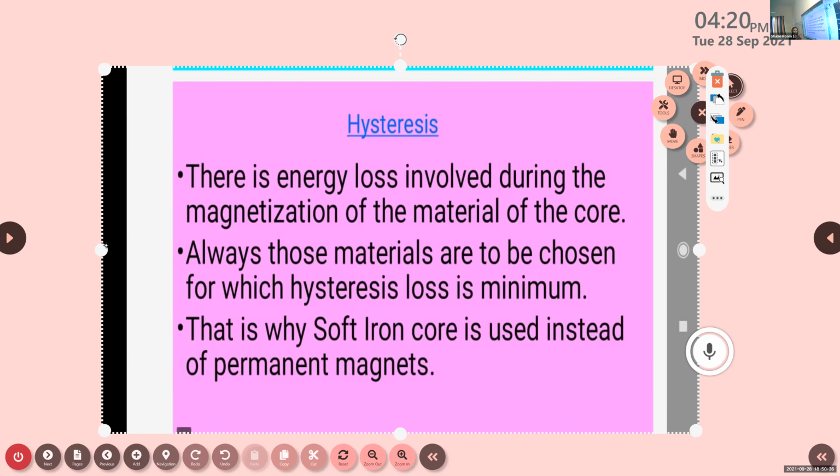We know that we are connecting all these devices, especially transformers. Transformers do not work on DC; they operate only on AC. So whenever the transformer is connected to an AC voltage source, what is the nature of alternating current? The alternating current changes its direction and magnitude at regular intervals. That is, back and forth flow of the current occurs.